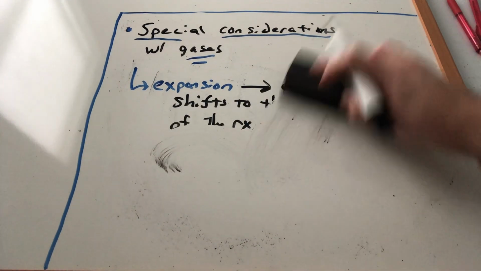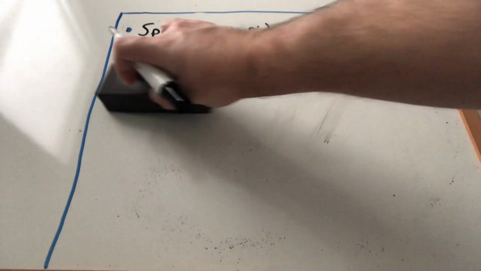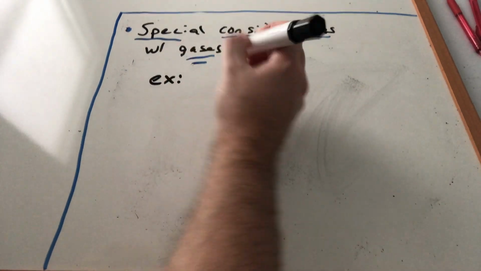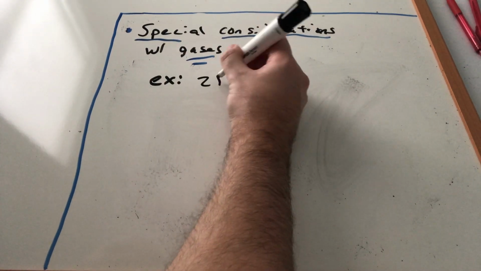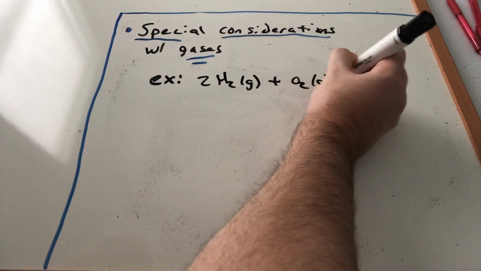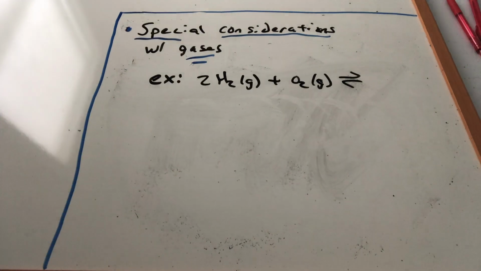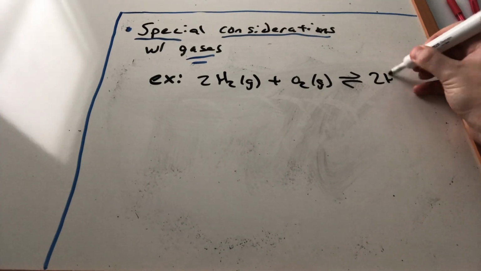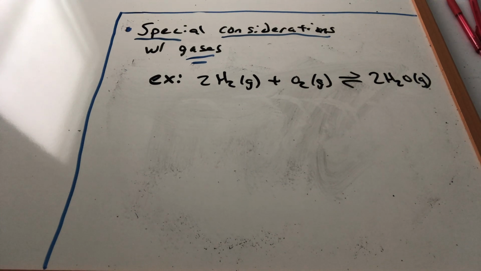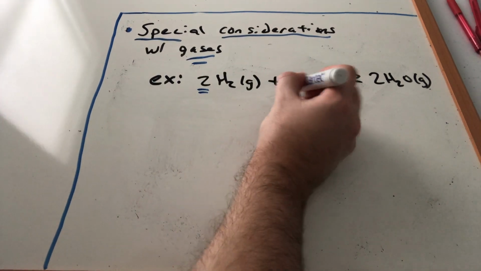Okay, so quick little example for the last 2 points, because it is a little bit different. It's not as easy as a K versus Q. Let's just do 2H2 gas plus O2 gas in equilibrium with 2H2O gas. Now, if I'm going to talk about making a change to the system in terms of compression and expansion, what I have to look at is the number of moles of gas, all right?